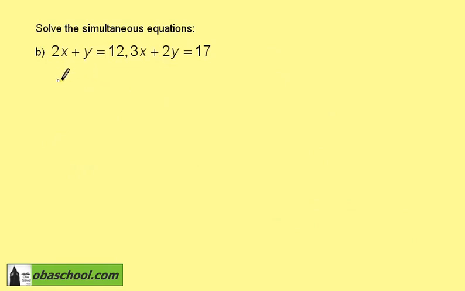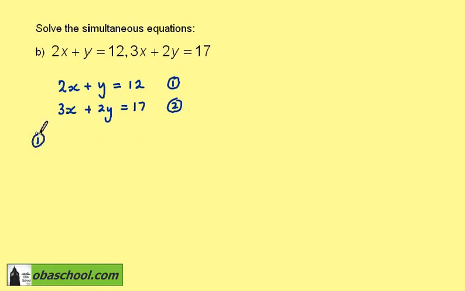Now consider part B. Our simultaneous equations are 2x plus y is equal to 12, call this number 1, and 3x plus 2y is equal to 17, call this number 2. Note that we have a different number of x's and a different number of y's. But we can change this by doing the following.